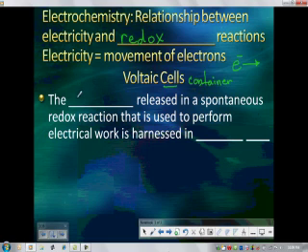Energy. That seems like an important part of electricity. Energy that's released in a spontaneous redox reaction is used to perform electrical work, and we harness that in voltaic cells. It's a container of chemicals, those that do spontaneous redox reactions. Spontaneously, that's the key.